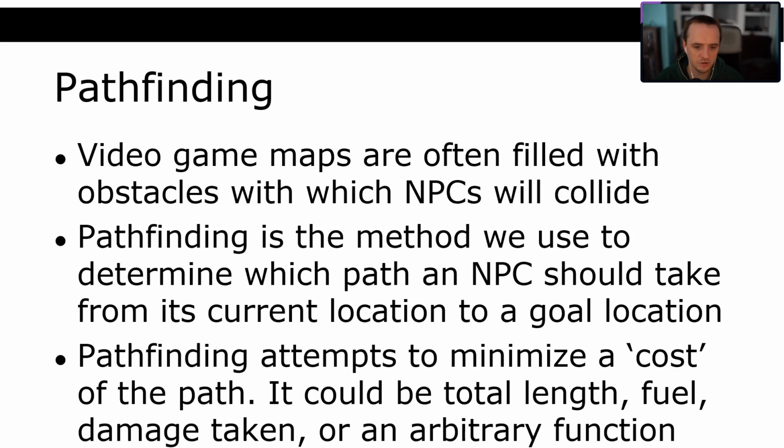All pathfinding algorithms attempt to minimize some cost of the path. That cost that we're trying to minimize could be a number of different things. It could be total length of the path, so the distance traveled. Maybe it could be the fuel consumption if you're in some sort of driving game. It might be the damage taken if you're playing some sort of tower defense type game, or it could be any arbitrary function. So you have to have defined in your game a cost function for the paths, and then your pathfinding algorithm will try to minimize that.